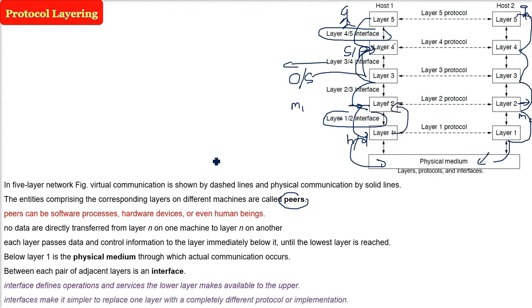So this interface makes our life much easier because the protocol and implementation can be changed here without even bothering about changing anything in the layers. For example, if the communication network moves to satellite communication, you just have to change the interfaces. All these protocol implementations can be done in the interface rather than at the actual layer level.